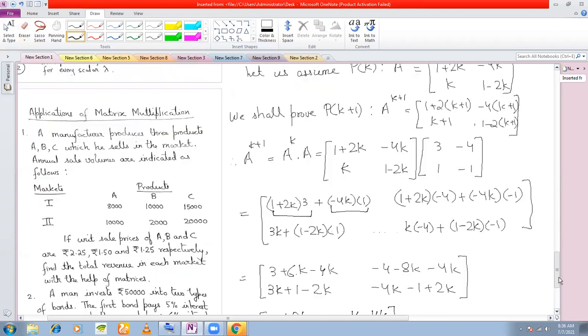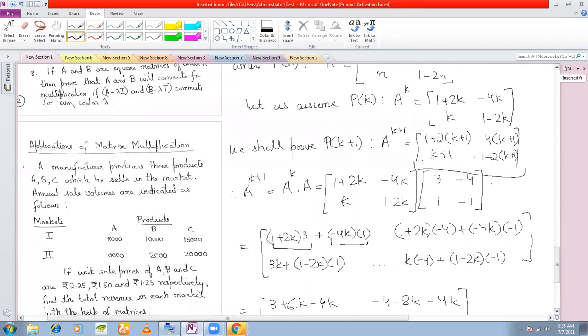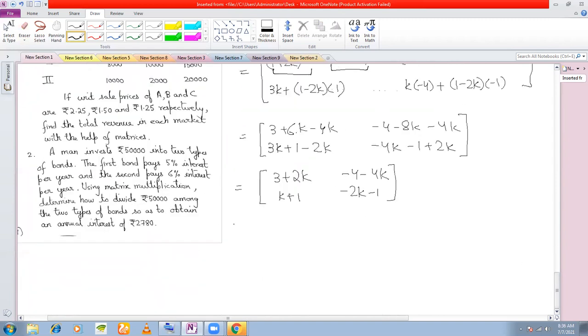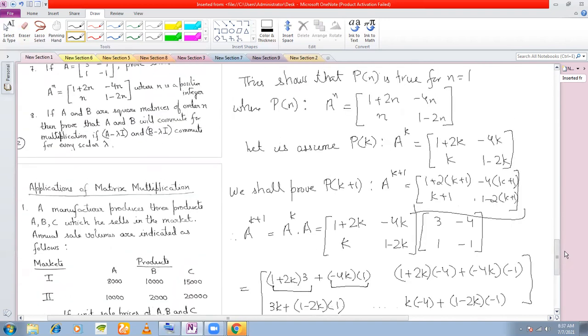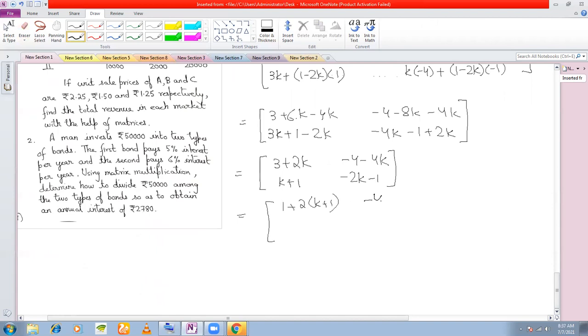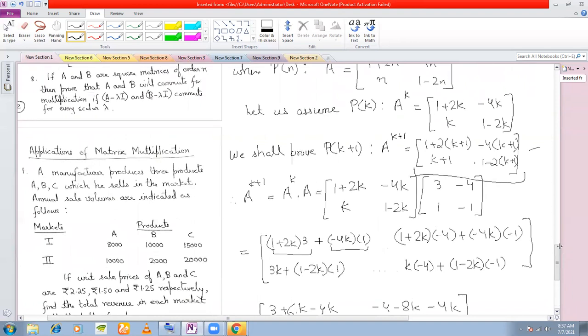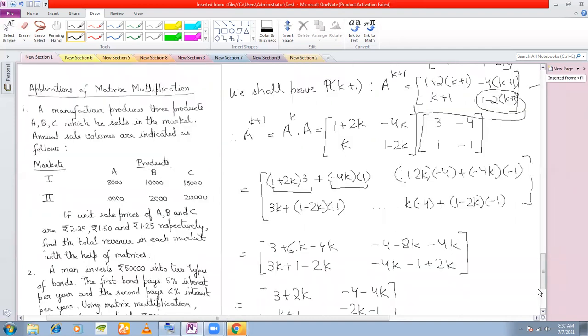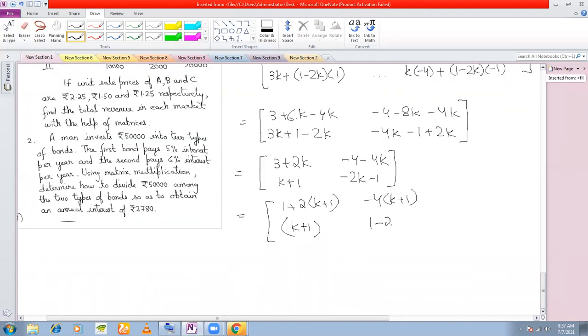Now, if you see the expression for A to the power of k, this is 1 plus twice k plus 1. Can this be written as 1 plus twice k plus 1? Yes, it can be written. What is the second one? Minus 4 into k plus 1. Can this be written as minus 4 into k plus 1? Yes. This is already k plus 1. And this one, 1 minus twice k plus 1. Can this be written as 1 minus twice k plus 1? Yes.